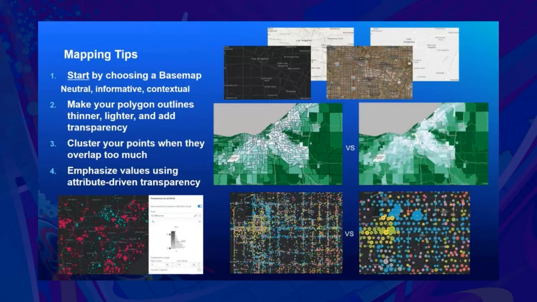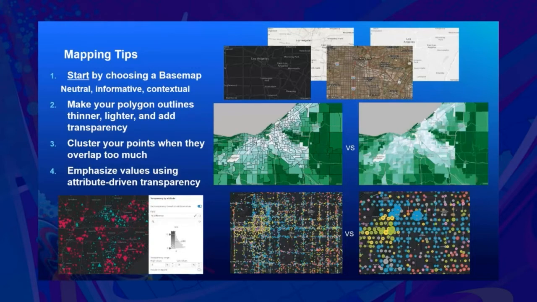We also suggest making your polygon outlines a little thinner and lighter when you go through your process of map creation. You'll notice the green map on the left is very distracting with those black lines. But then with just a slight change of the outlines, the data itself starts to show up and you start to see the patterns and they start to emerge better. Another one is clustering your points. On the bottom right, you'll see sometimes you'll have so many points, it's hard to see a distinct pattern because they're overlapping.